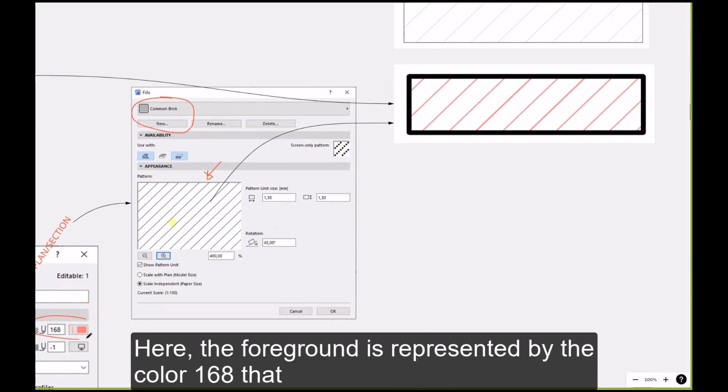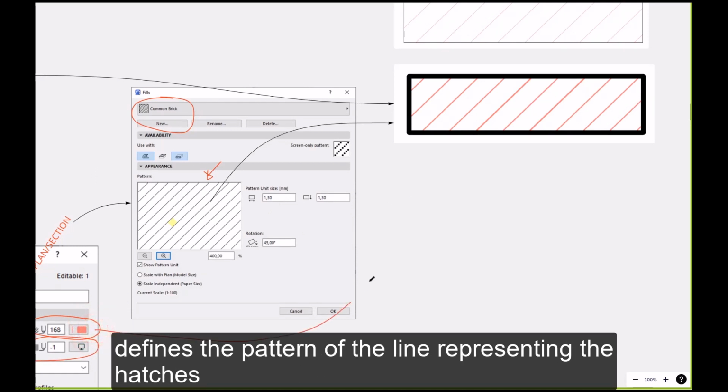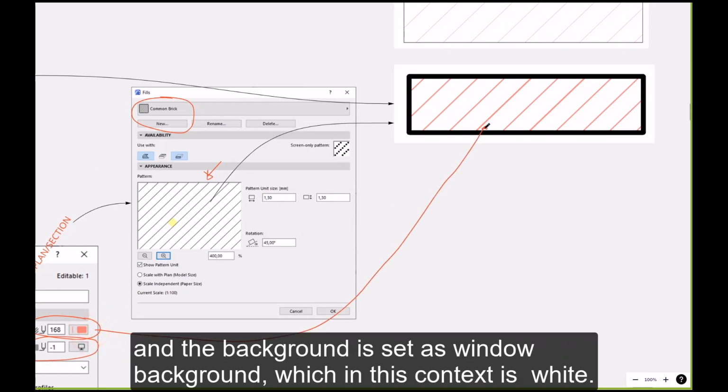Here, the foreground is represented by the color 168 that defines the pattern of the line representing the hatches, and the background is set as window background, which in this context is white.